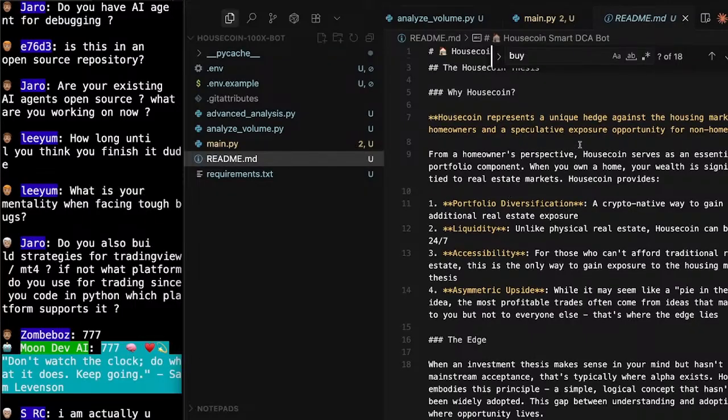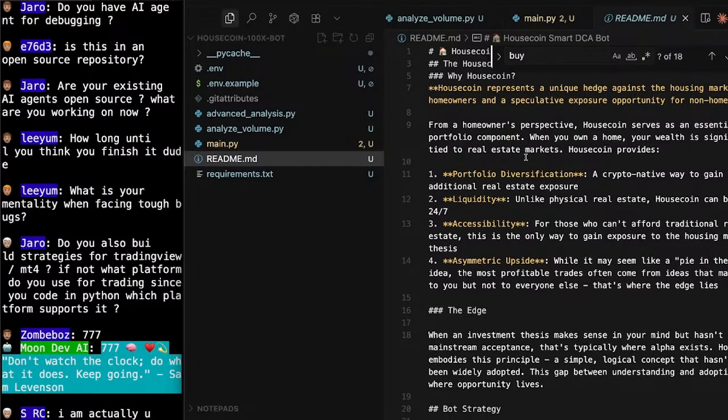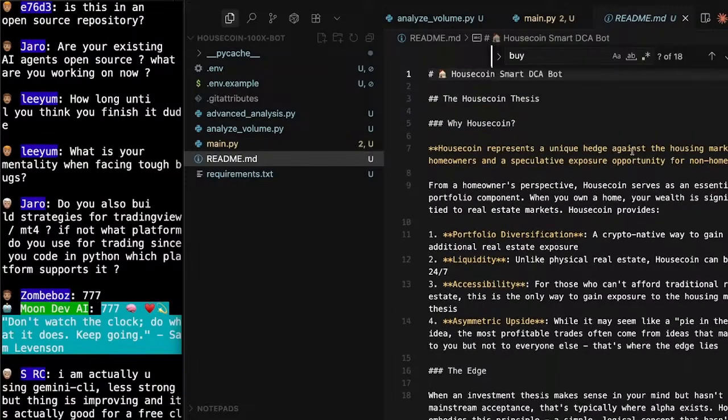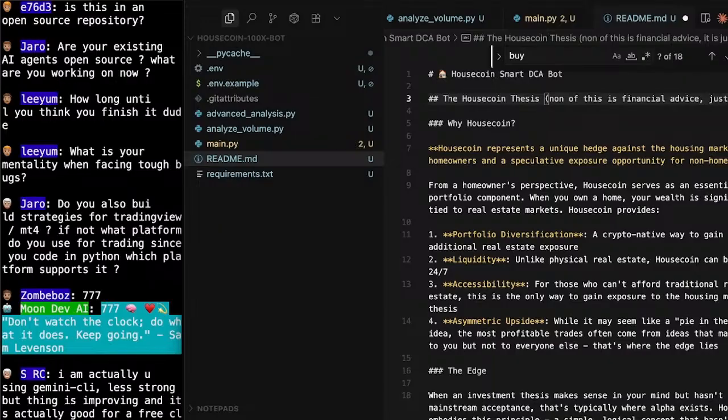A unique hedge against the housing market for homeowners and speculators alike. An essential portfolio component. When you own a home, your wealth is significantly tied up in real estate. Housecoin provides portfolio diversification. None of this is financial advice. It is just what I am building. Just my thesis.